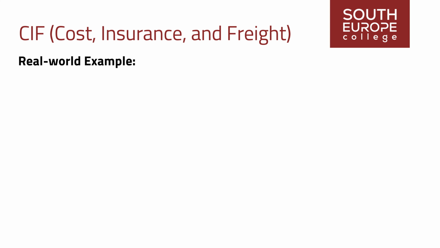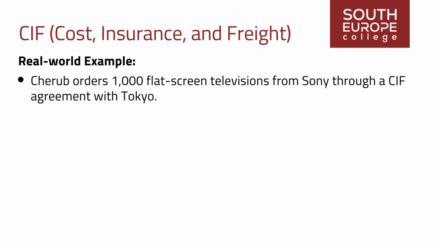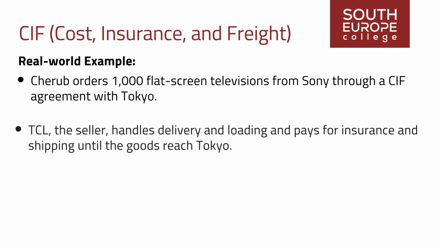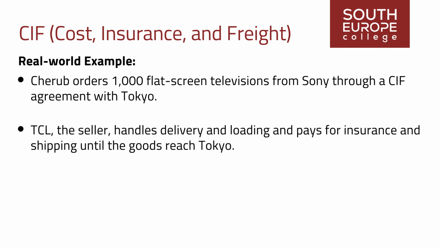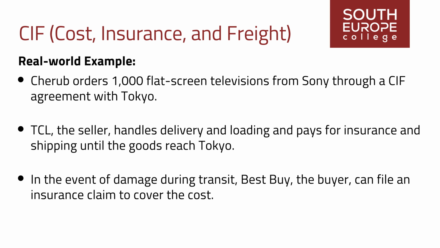For example, Cherub orders 1,000 flat-screen televisions from Sony through a CIF agreement with Tokyo. TCL, the seller, handles delivery and loading and pays for insurance and shipping until the goods reach Tokyo. In the event of damage during transit, Best Buy, the buyer, can file an insurance claim to cover the cost, showcasing a real-world example of CIF Incoterms in action.